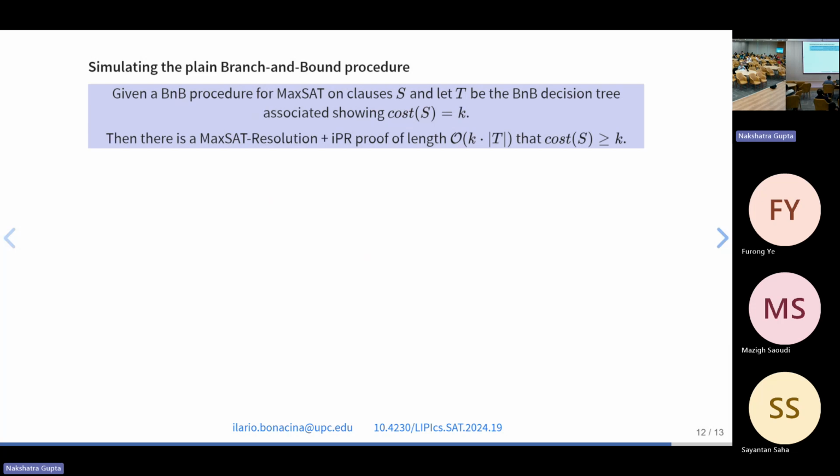Last, we showed that this system is able to simulate some plain branch and bound procedures, in particular, and I will recall what a branch and bound procedure is in a moment. Given a branch and bound procedure for MaxSAT, so a decision tree that certifies that the cost is equal to some value k, then there is a MaxSAT resolution plus IPR proof of length polynomial in the size of the associated tree.